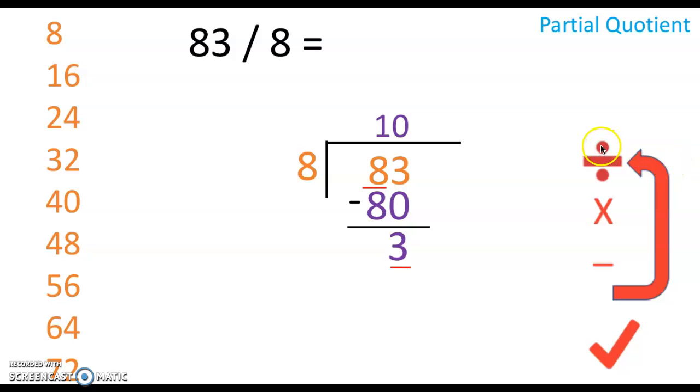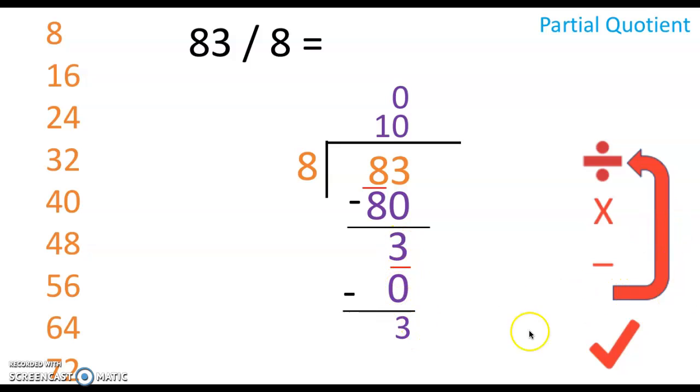Now let's repeat. We haven't used the ones place, so that's where we're going next. What's the closest we can get to 3 without going over? Well, that would be 0. So, if there were 3 cookies and 8 people, everyone would get 0 cookies. Then we're going to multiply. 0 times 8 is 0. Then let's subtract. 3 minus 0 is 3.